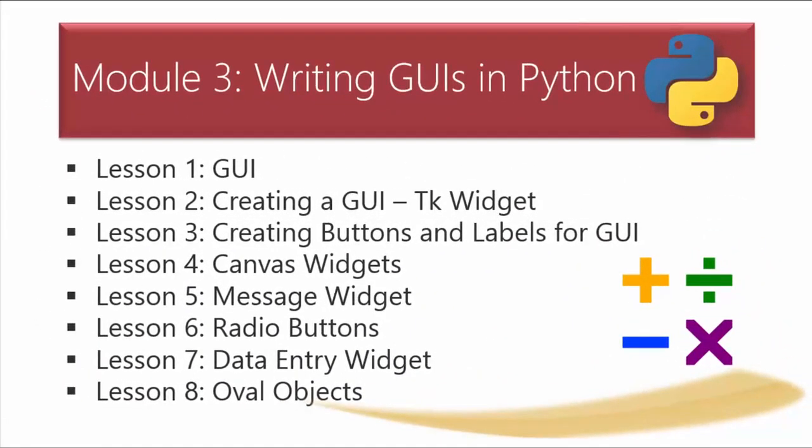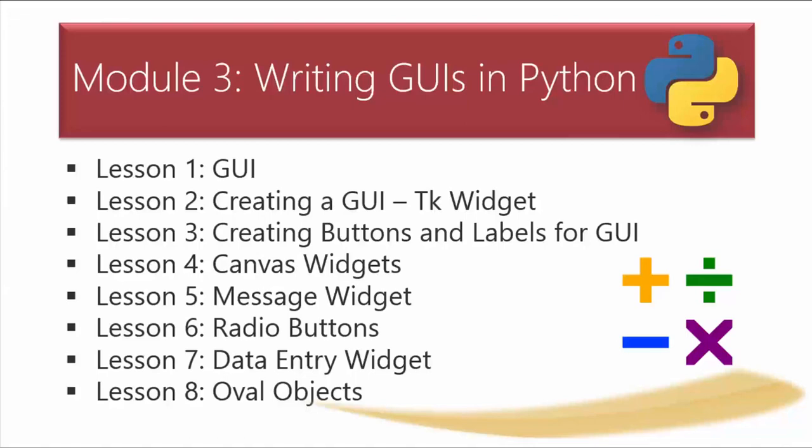In Module 3, we'll jump into writing graphical user interfaces in Python. So 8 lessons in this module. Lesson 1 is the fundamentals of the GUI interface. Lesson 2 is how to create a graphical user interface in Python. And I'll demonstrate how to use the TK widget within the Python code where you're building up various menus or the actual look and feel of the software, in fact, that you're creating.